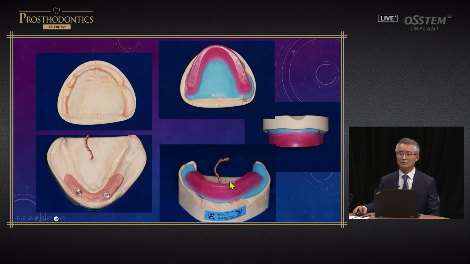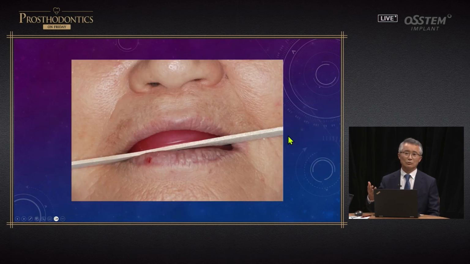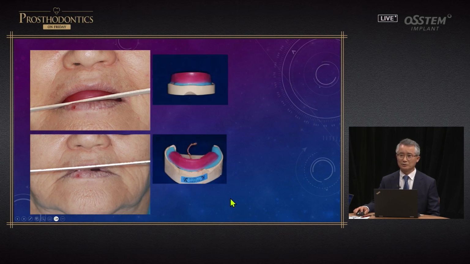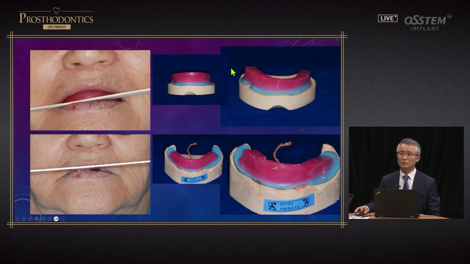The lab technician has made a wax rim. I did a try-in. You can see the canting here. There's inclination. So I worked long and hard to adjust it. After my hard work, you can see that canting has been reduced, but I was not able to fully adjust it. You can see how the wax rim has changed.